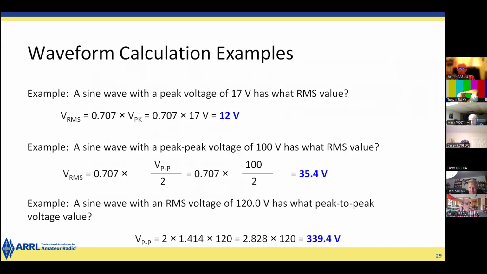So this is one that we should all know, huh? Since we all use 110 volts.